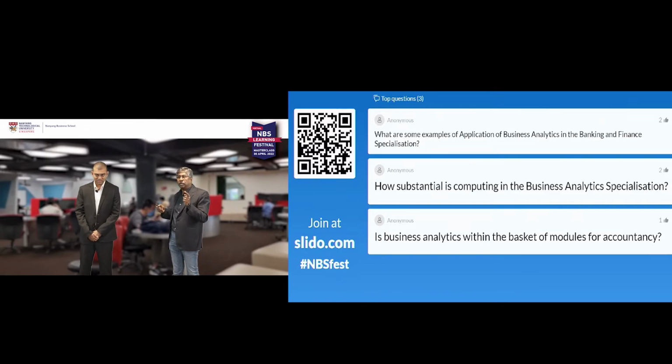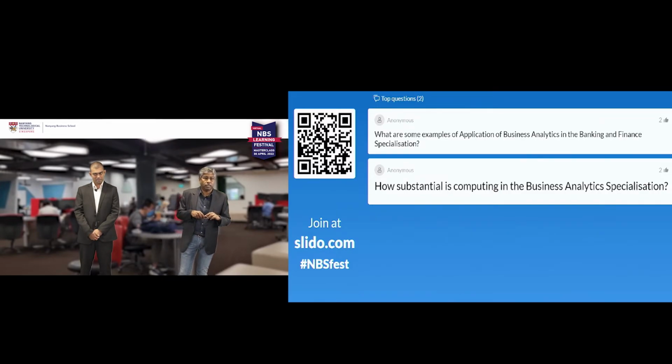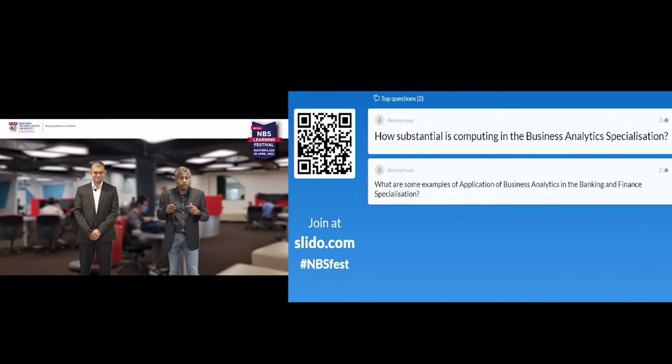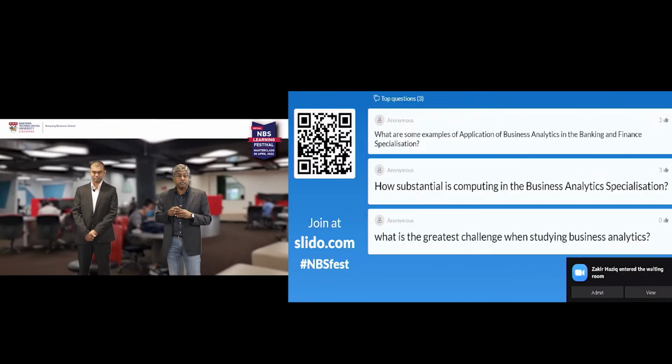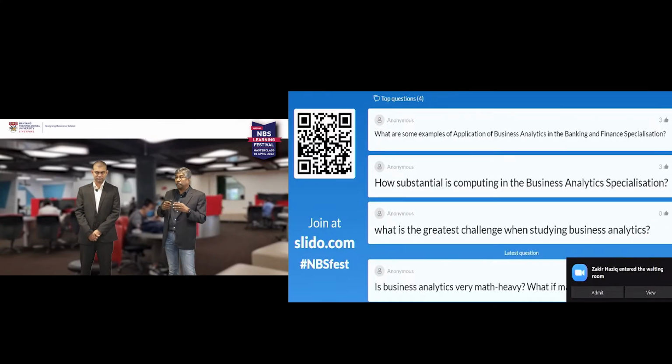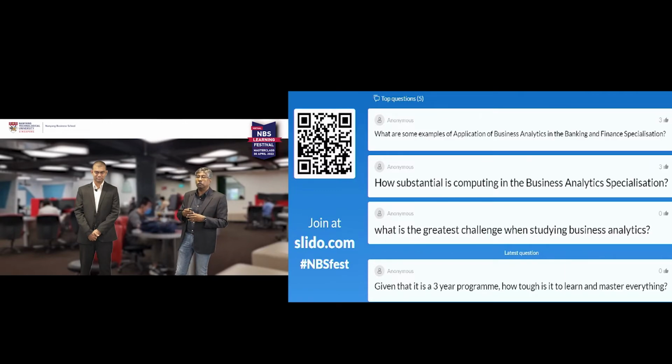Here's a top question. What are some examples of application of business analytics in banking and finance specialization? Well, one example would be in terms of loan assessments. The other could be in the area of valuation of stock prices. And there are many others that you would go on to explore.